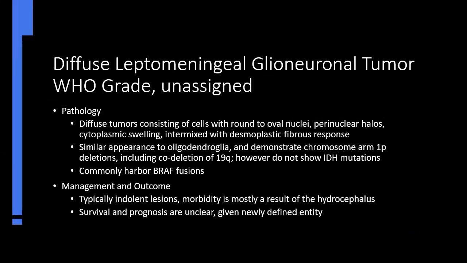Diffuse leptomeningeal glioneuronal tumors consist of cells with round to oval nuclei, perinuclear halos, and cytoplasmic swelling intermixed with desmoplastic fibrous response. They have a similar appearance to oligodendroglia, and they also demonstrate chromosome 1p deletions and co-deletion of 19q, however they do not show IDH mutations. They typically harbor BRAF fusions, and some have reactivity for OLIG2, MAP2, S100, and GFAP. Given that this is a newly defined entity, survival and prognosis remain unclear. The lesions appear to be slow-growing, however, patients can have significant morbidity due to secondary hydrocephalus.